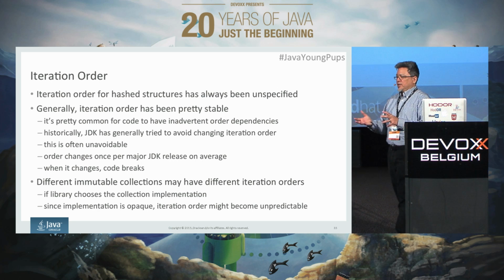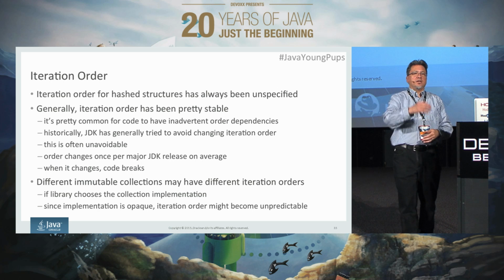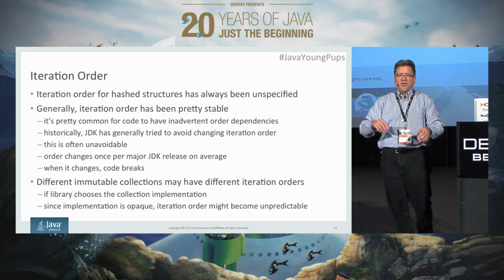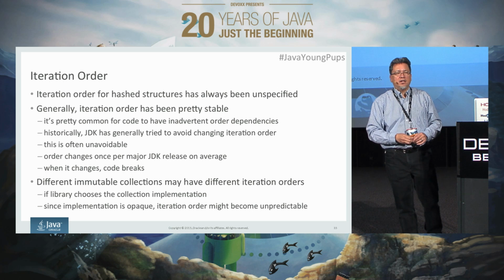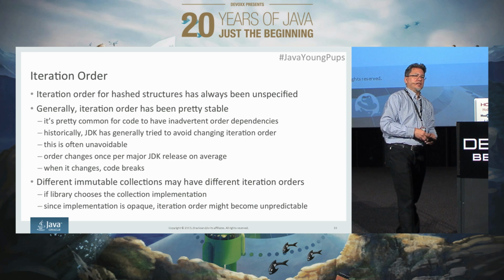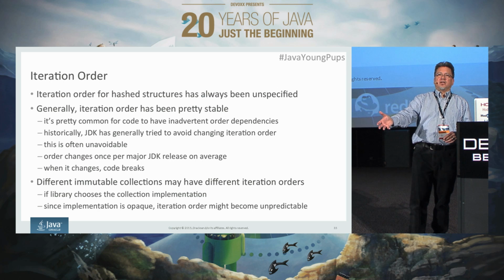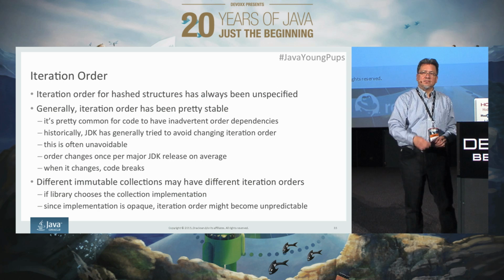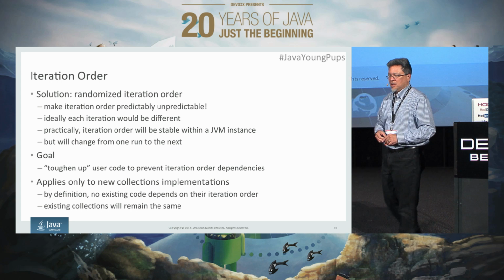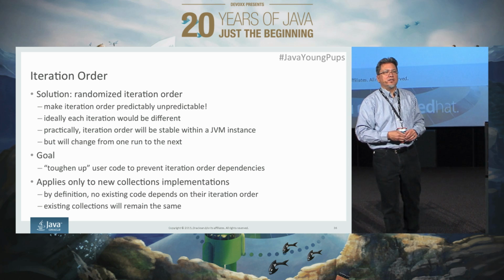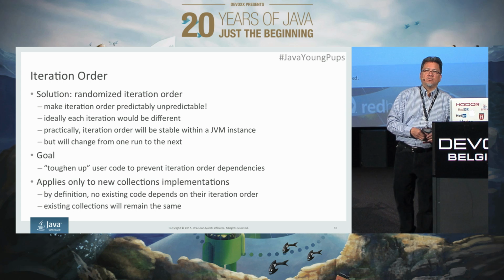So in the previous slide, I was talking about how we can have all these different implementations, field-based, array-based, hash-based, and so forth. And the library is going to choose one of those, and the application doesn't get to choose which it is. Well, if the library chooses, then that means that the iteration order is going to be unpredictable. And I think that's a feature. And so in order to make sure that's unpredictable, we're going to add a random number to the hash code so that the iteration order is randomized.